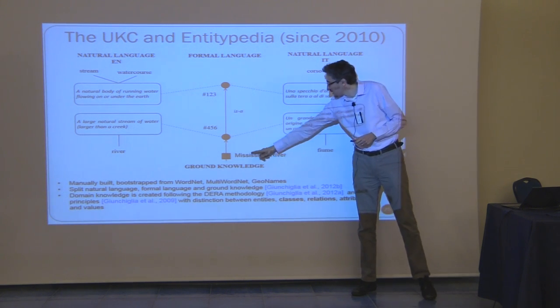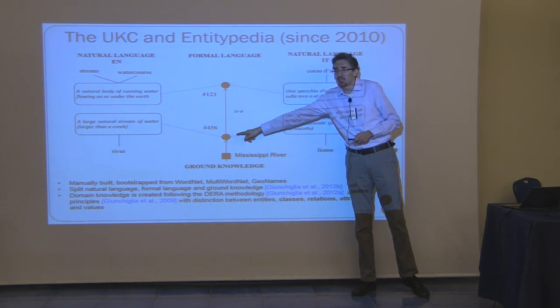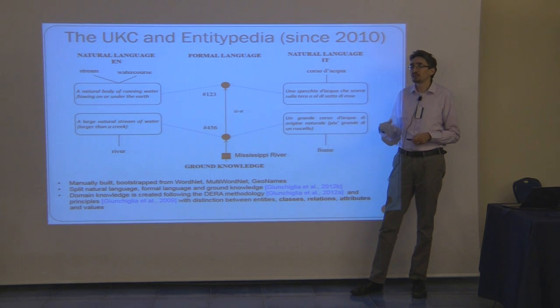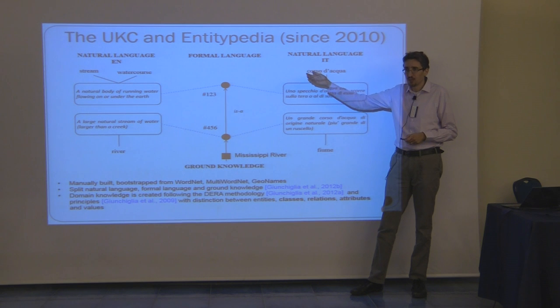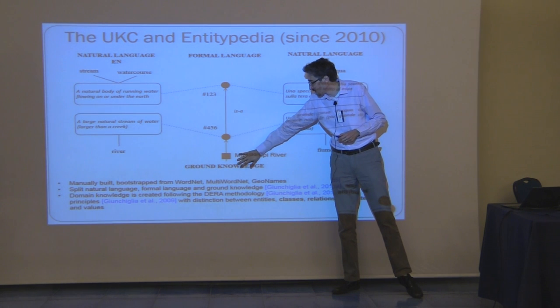And then basically you say that Mississippi River is an actual individual, which is a river. So for instance, maybe you can define Ischia as an island. Then you can provide information about it, like the latitude, the longitude, the circumference, the square meter area, and any other property that you may think about. And such information is here.